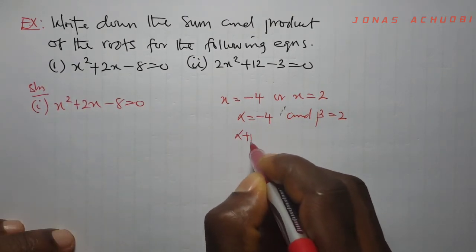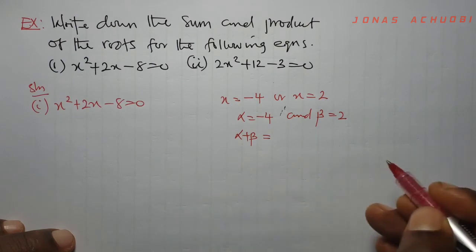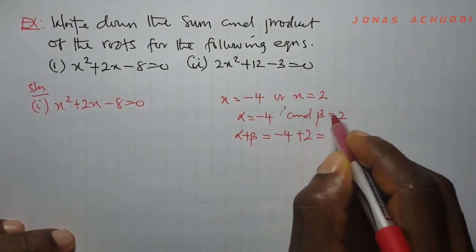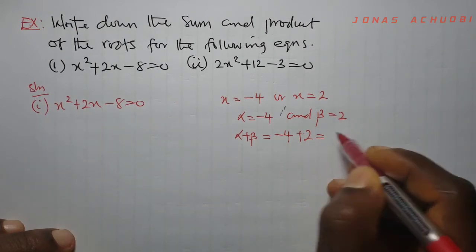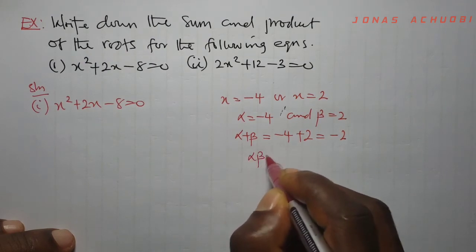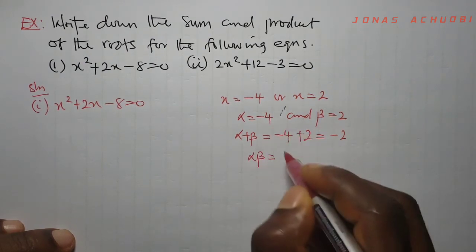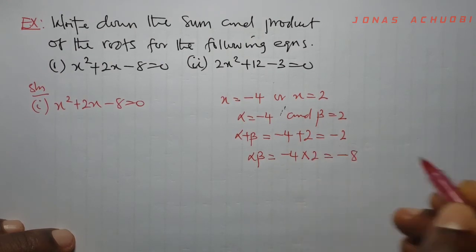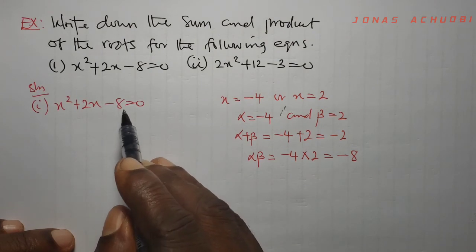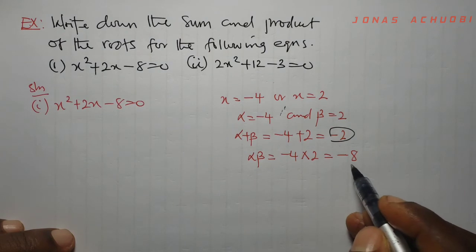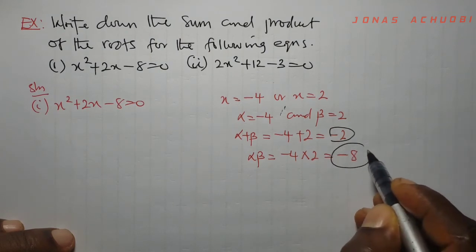So alpha plus beta, which is the sum of roots, will be what? Alpha is minus 4 plus beta is 2. So the sum of the roots of this equation that we had solved earlier is minus 2. And the product alpha beta is equal to alpha, minus 4, times beta, 2. That is minus what? 8. So for the problem x squared plus 2x minus 8, which had been solved, we have that the sum of roots is minus 2 and the product of the roots is minus 8.